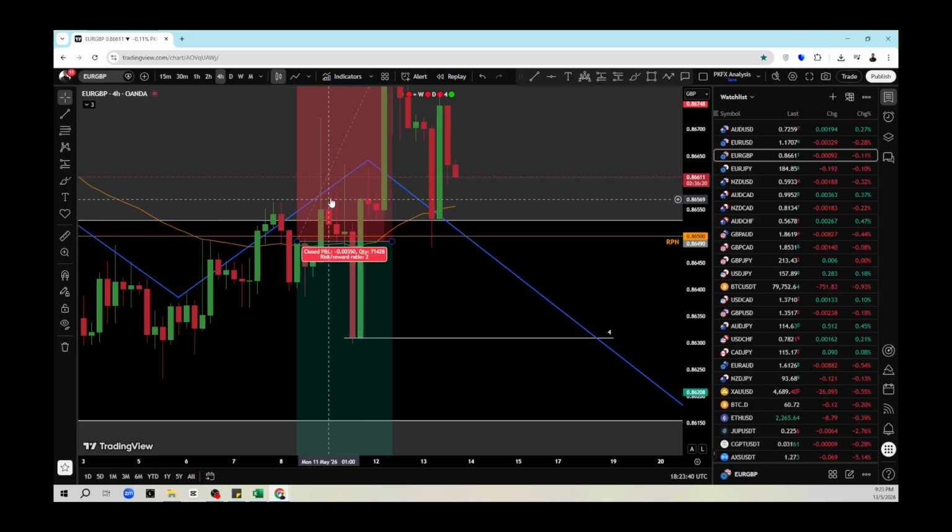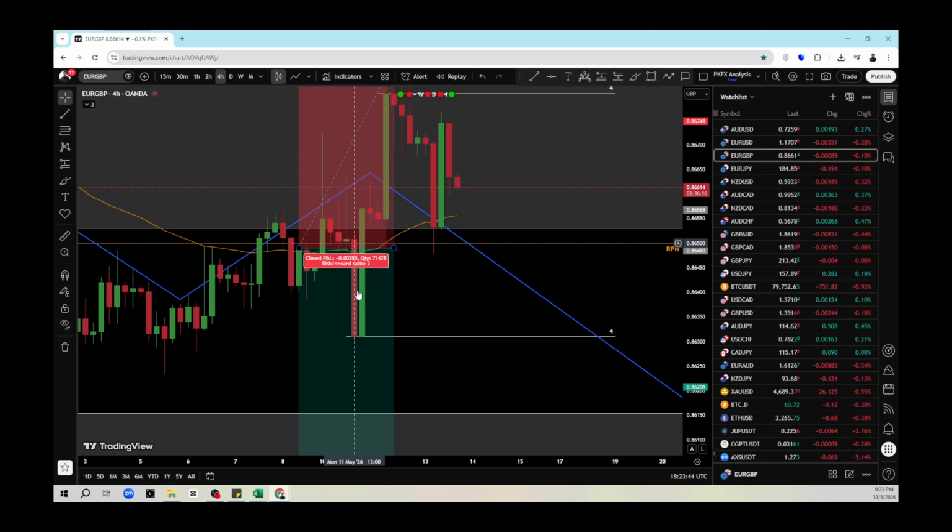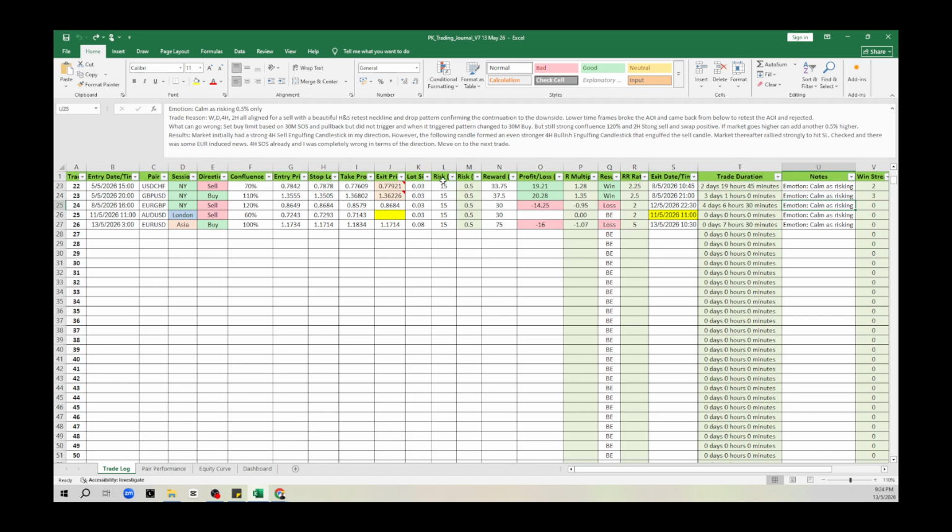Usually this doesn't happen, so for me this is pretty rare: a very strong engulfing candle followed by an even stronger engulfing candle. Most probably this is news driven, but this stronger engulfing candle clearly invalidates the sell engulfing candle, and thereafter this spike. After that, I updated over here that the market rallied strongly to hit my stop loss, and I did check, and there was actually some euro-induced news. So this was news driven, so there's nothing much I can do.